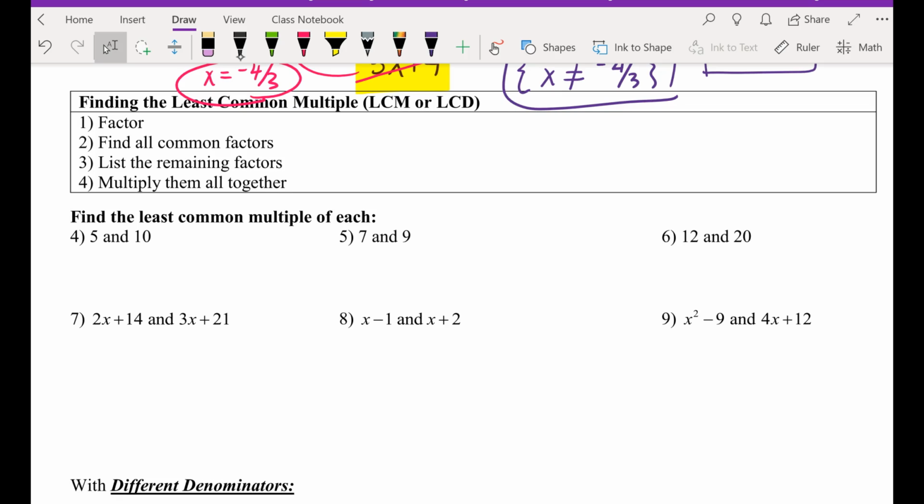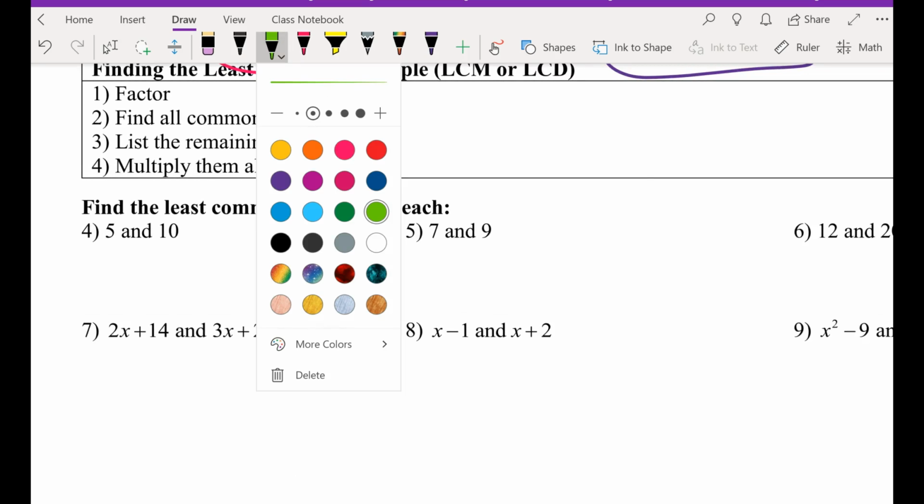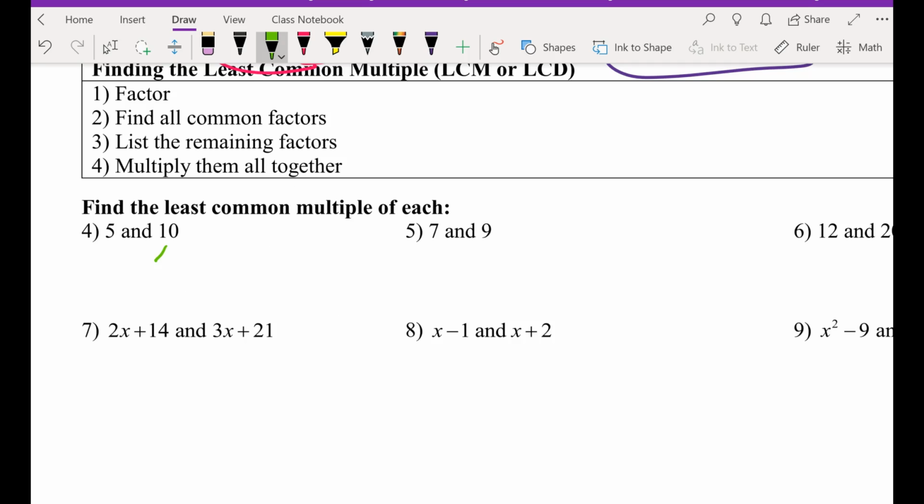So, the least common multiple would be what? 10. And here's kind of how to do it, even though you already know it. 5, can that be factored? Or is it already a prime? It's already a prime, okay? But 10 can be factored into what two prime numbers? 5 and 2, or 2 and 5.